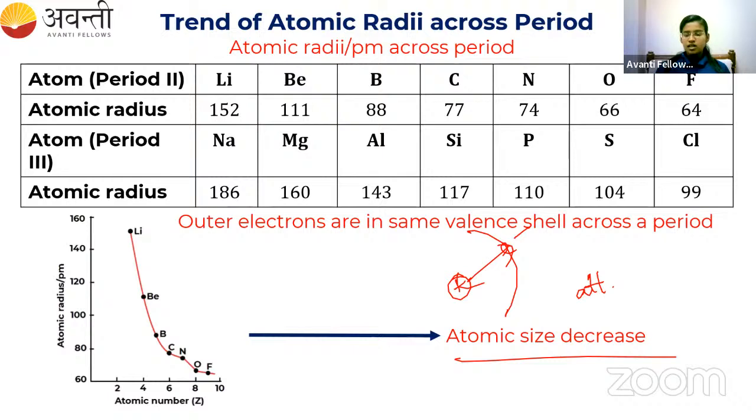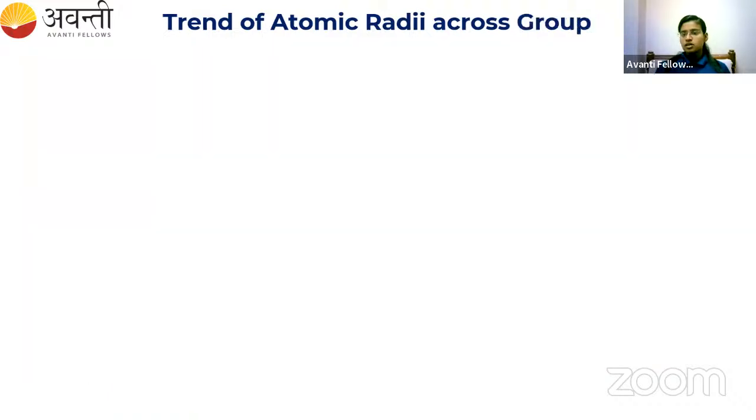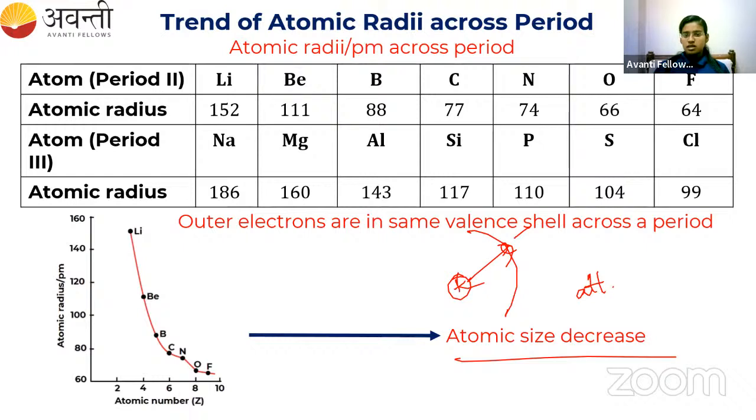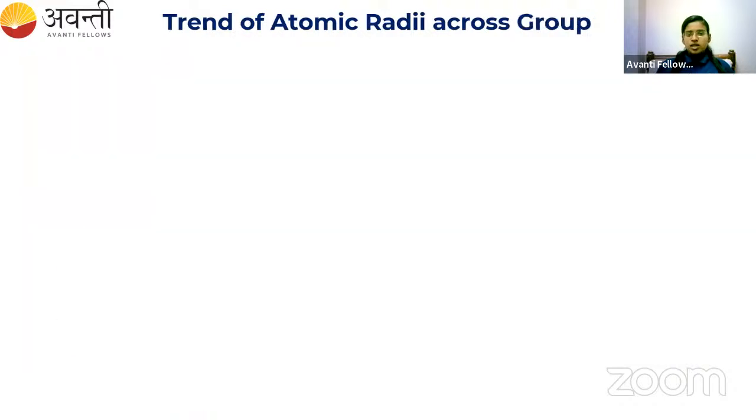Shall we go ahead with the trend down, moving down the group? Is everything clear up to this? Shall I go for the trend of atomic radius on moving down the group, students? Do you have any doubt? Yeah. So the next is trend of atomic radius across the group.